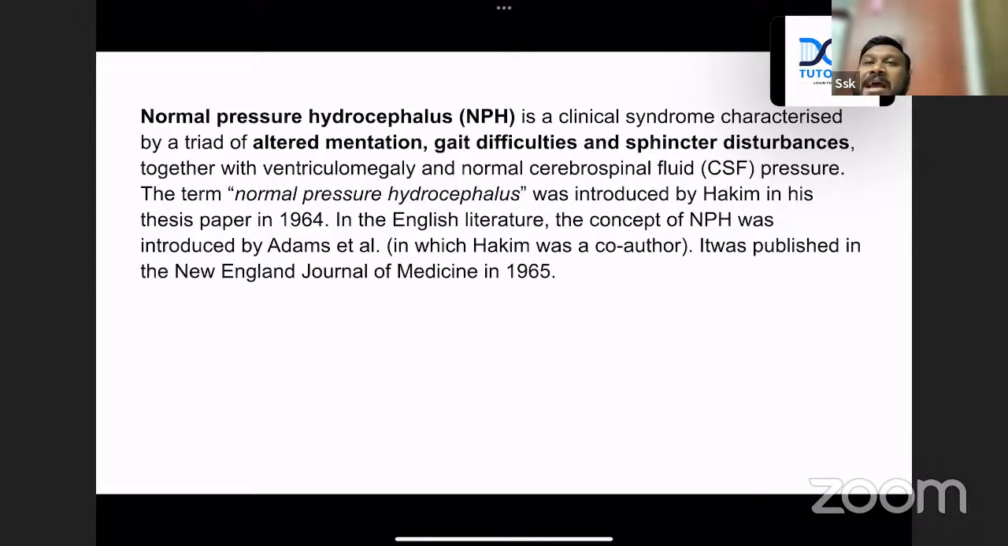It was named after Hakim, and the term normal pressure hydrocephalus was introduced by Hakim in his thesis paper in 1964. The concept was introduced in English literature by Adams et al., in which Hakim was a co-author. It was published in the New England Journal of Medicine in 1965. A little bit of history, if you want to remember.